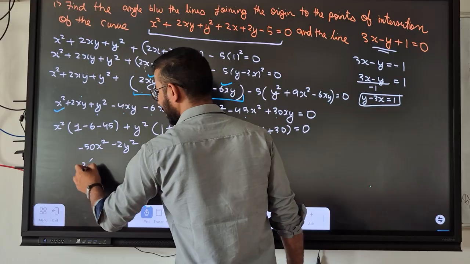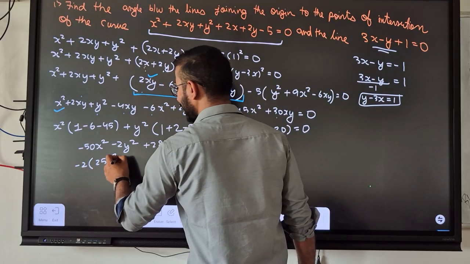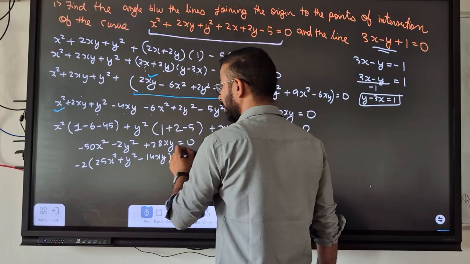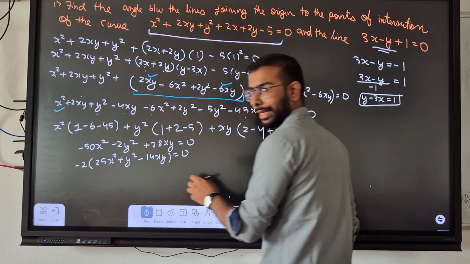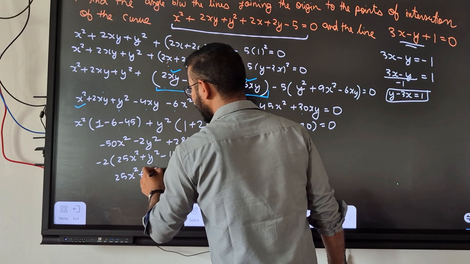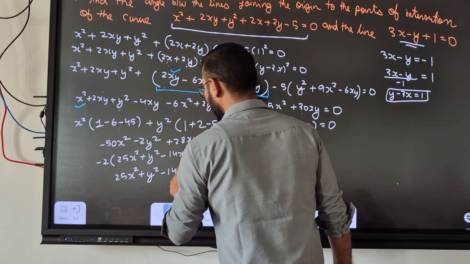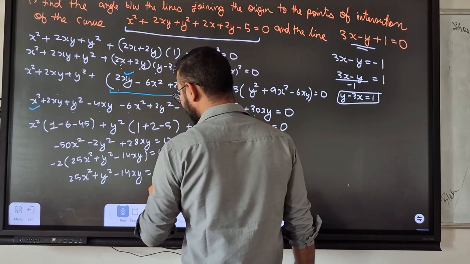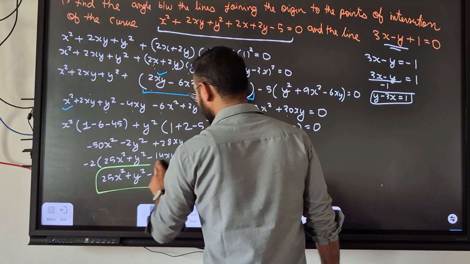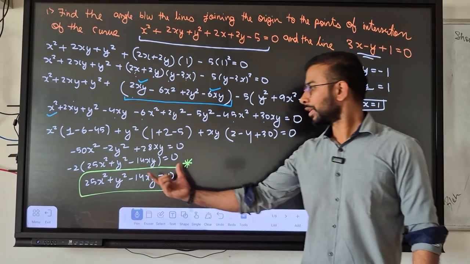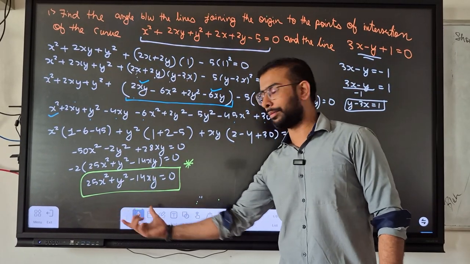Now we'll take minus 2 common, guys. So we'll have 25 x square plus y square minus 14xy equal to 0. Now minus 2 will send it here. So what is the final answer we'll get is 25x square plus y square minus 14 xy equal to 0. So this is the final equation. You'll have it right now. So this equation you should remember. In case you mess up something in between, if you write this, you'll obviously get more marks.